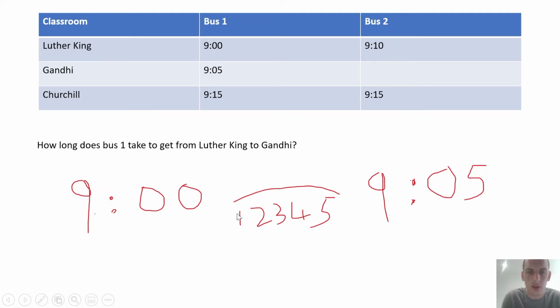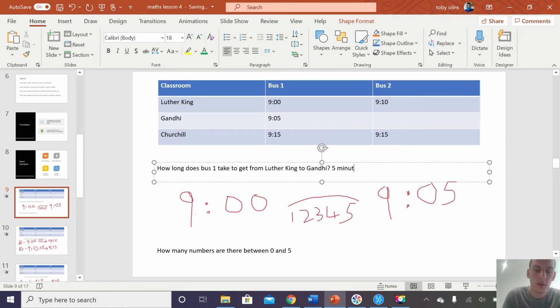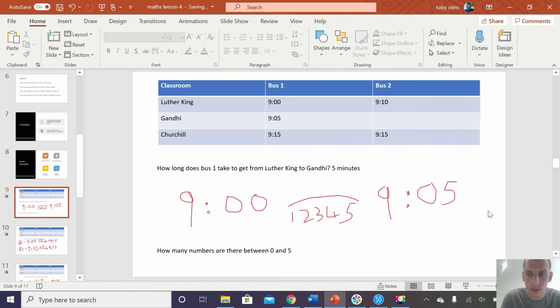Yeah, 0 and 5. So you just count up. You just go 1, 2, 3, 4, 5. Oh, that is 5. Okay, so from Luther King to Gandhi on bus route 1, it takes 5 minutes. Okay, and you would just write that in your answer. 5 minutes. Okay, it's not rocket science, people.